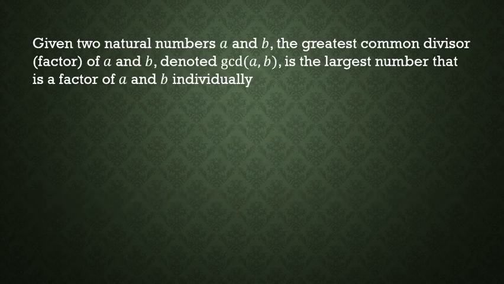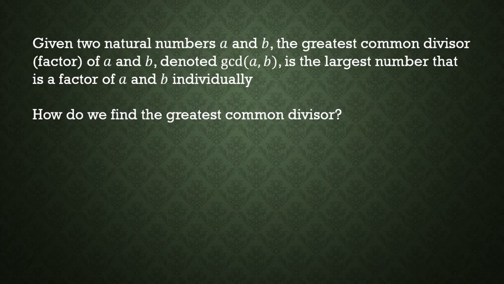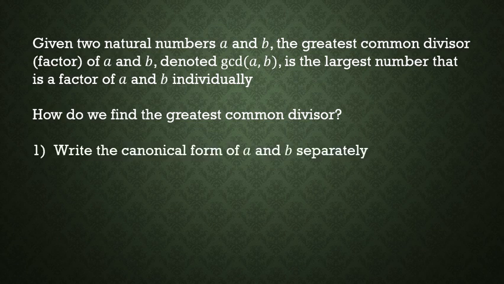Given two natural numbers, a and b, the greatest common factor, or the greatest common divisor of a and b, which we denote as GCD of a comma b, is the largest number that is a factor of a and b individually, yet at the same time. So how do we find this GCD? How do we find this greatest common divisor? There's a process that we go through here. First, we're going to write the canonical form of each number, a and b, separately. So that means going through this method of finding the prime factorization, writing things as primes raised to powers.